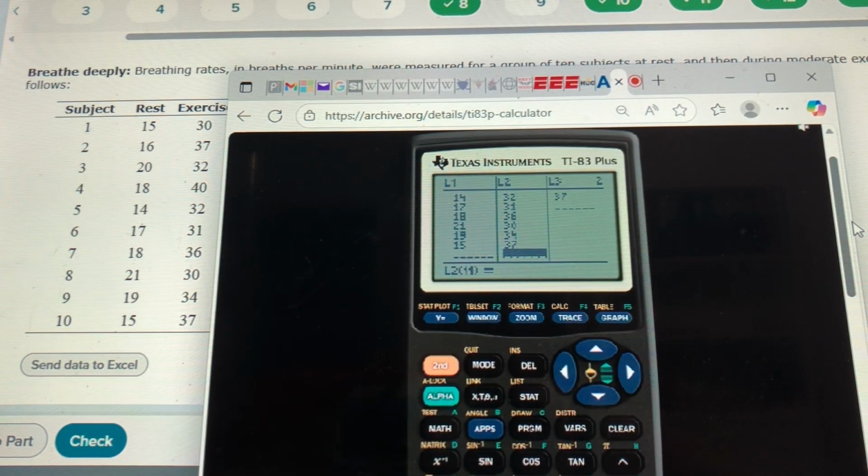And there should be an equal amount of data in both lists because it's the same people twice. And the numbers have to match up with each other. So the 15 has to be next to that 37. You don't want to sort these from lowest to highest.